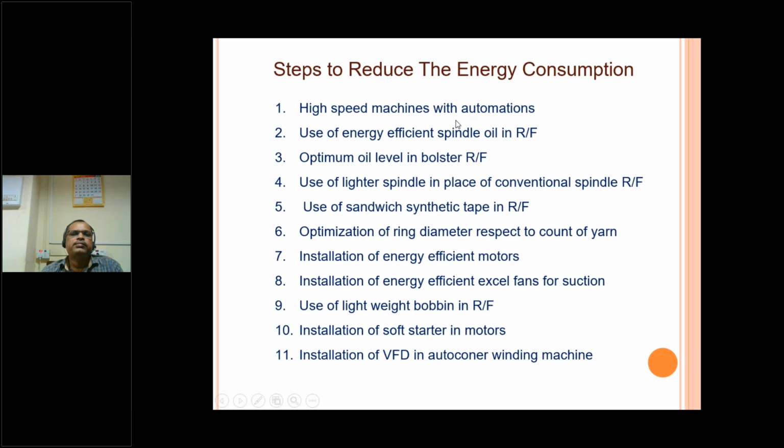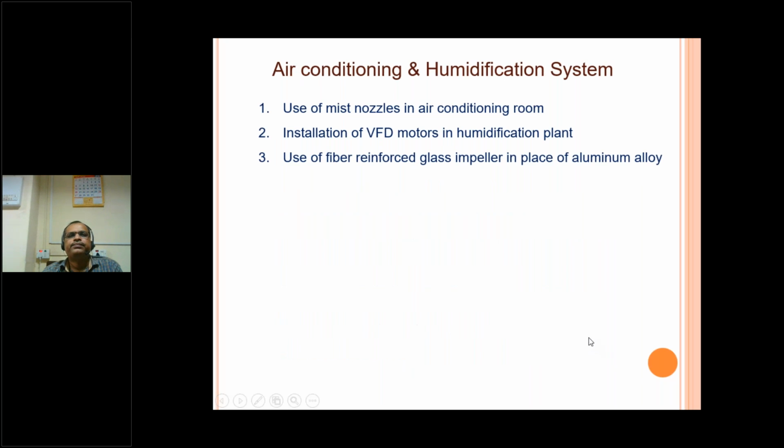And here are steps to reduce the energy consumption. High speed machines with automation, use of energy efficient spindle oil in ring frame, optimum oil level in the bolster. There is oil in which the spindle rotates. Use of lighter spindle in place of conventional spindle in the ring frame, use of sandwich synthetic tape in the ring frame, optimization of ring diameter with respect to count of yarn. We can't use the higher diameter for a certain count. As per the count, we have to change the diameter of the ring frame to reduce the energy consumption. Installation of energy efficient motors, energy efficient axial fans for suction, use of lightweight bobbin in the ring frame, installation of soft starter in motors, installation of variable frequency drive in autoconer winding machines.